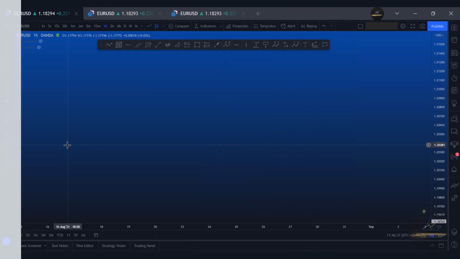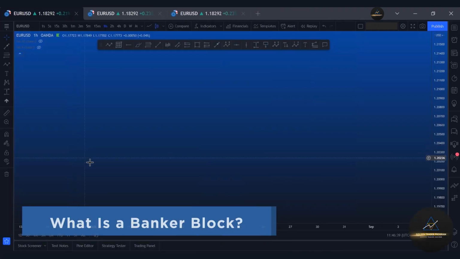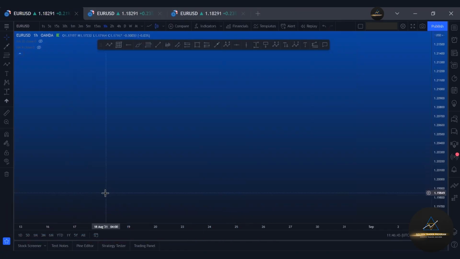So now we're going to cover banker blocks. What is a banker block? A banker block is where liquidity has broken structure and where smart money are leaving clues where they want price to retest again so they can get in cheaper or at a premium price. So what do I mean by that?